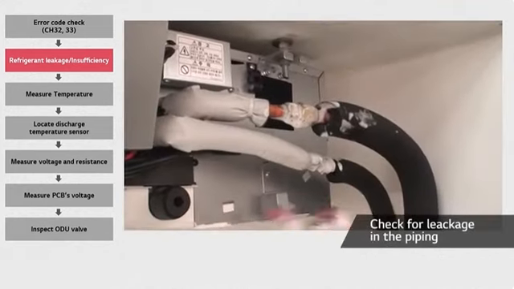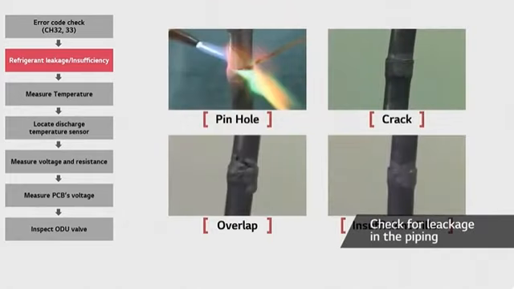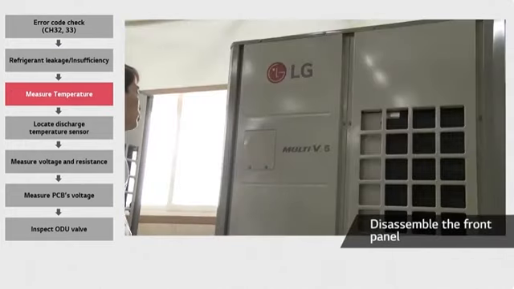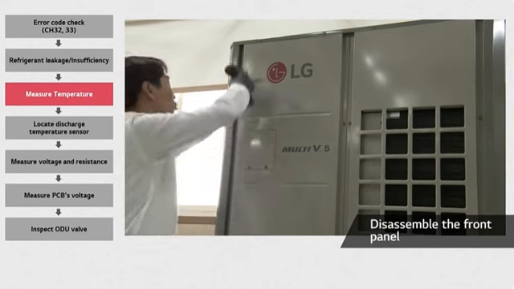To make sure there are no refrigerant leaks, check for bubbles. Also, check that the piping is not deformed. If no leakage or damage to the piping is found, you will have to inspect other factors.